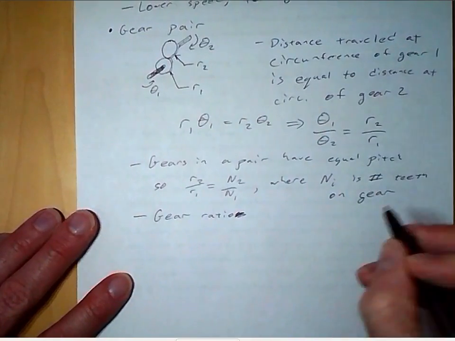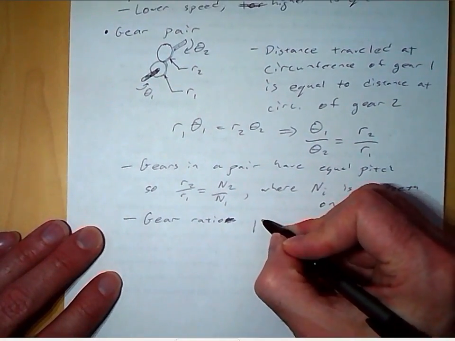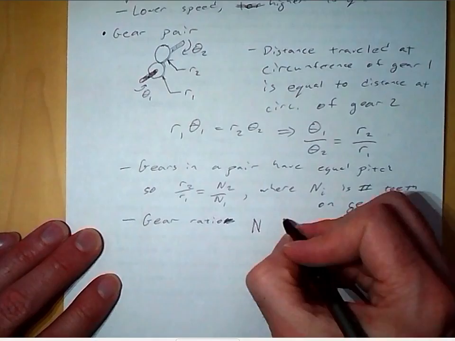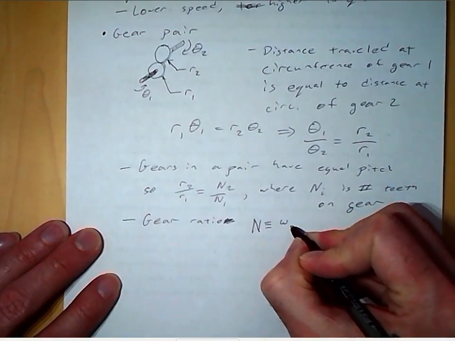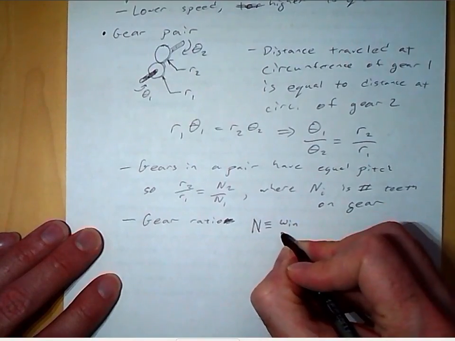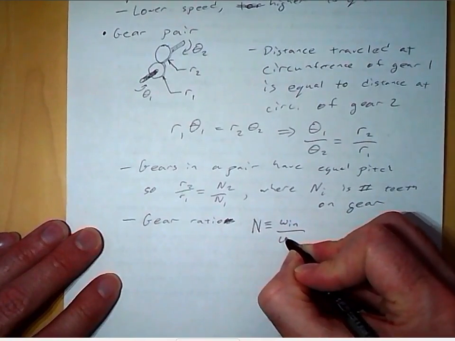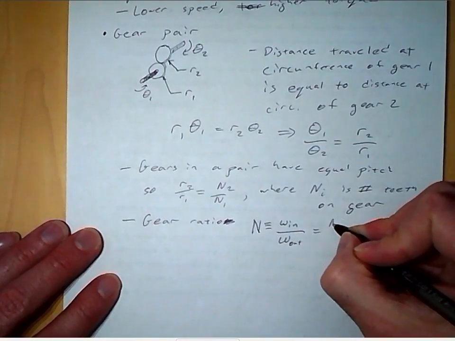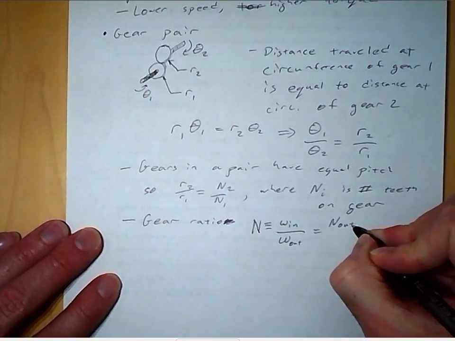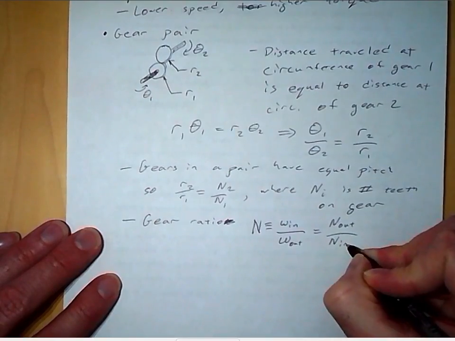That is denoted here by the letter N, capital N, and it is defined as the speed of the input shaft divided by the speed of the output shaft. And this is equivalent to the number of teeth on the output gear divided by the number of teeth on the input gear.